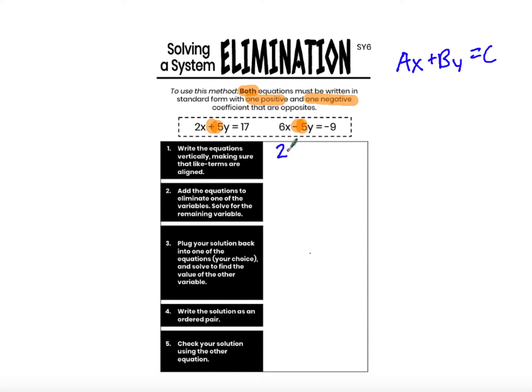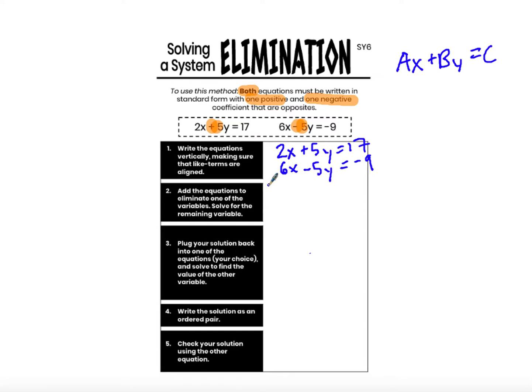We are going to set this up by writing the equations vertically, making sure like terms are aligned. 2x plus 5y equals 17. And then vertically, I'm going to write the 6x underneath the 2x, minus 5y equals negative 9. First step, writing them vertically so that the x terms are stacked, the y terms are stacked, equal sign, constant.